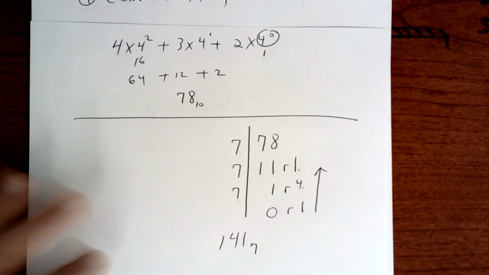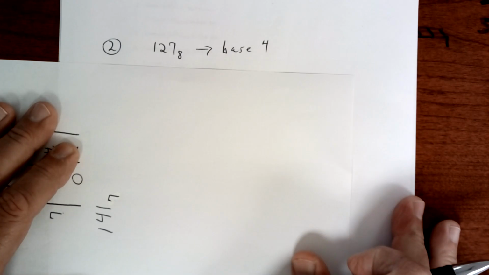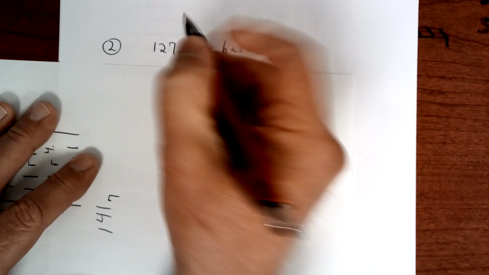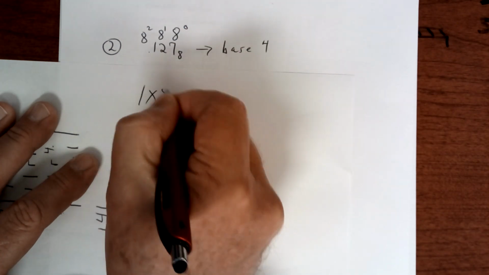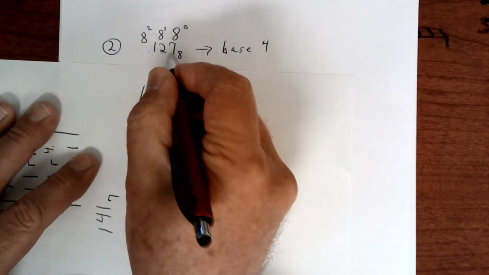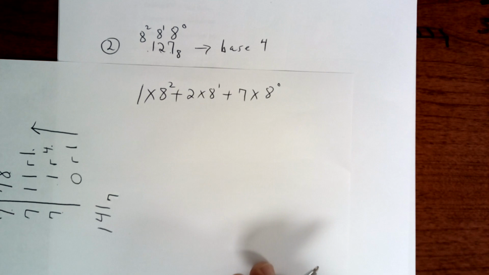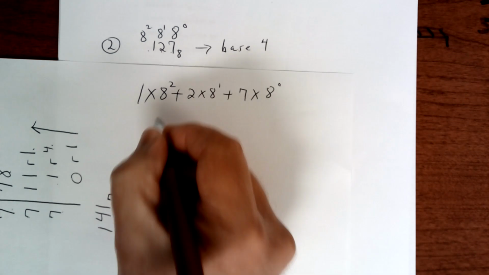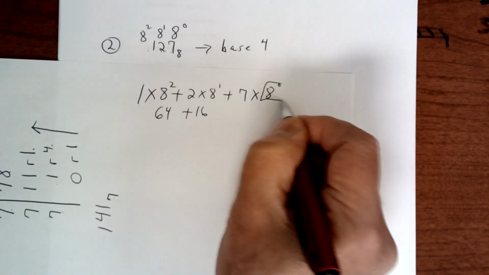What I want you to do now is try this one. It's in base 8. I want you to convert it to base 10 and then to base 4. So how would you do it? You would put 8 to the 0, 8 to the first, 8 to the second. So it's 1 times 8 to the second plus 2 times 8 to the first plus 7 times 8 to the 0 power. Okay? So when you convert all of this out, what do you get? Well, this is 64 times 1. 2 times 8 is 16. And 7 times 1 is 7. And when you add that up, you're going to get 87.